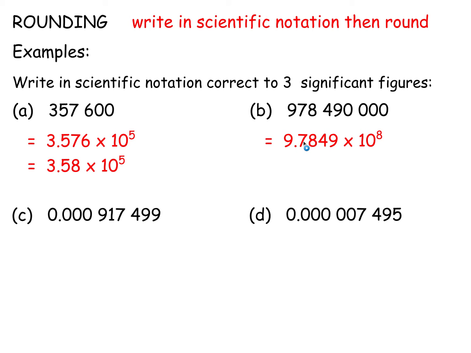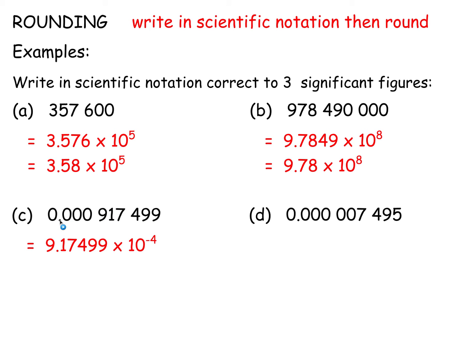9.78 or 9.79 is a choice here. That 4 is the one that determines it stays as an 8. So the number that follows the 8 is less than 5. You round down to 9.78 times 10 to the power 8. Here, 9.17499.